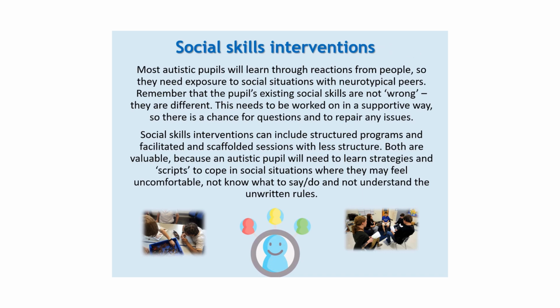Social skills interventions. Most autistic pupils will learn through reactions from people, so they need exposure to social situations with neurotypical peers. Remember that the pupil's existing social skills are not wrong, they are different. This needs to be worked on in a supportive way, so there is a chance for questions and to repair any issues. Social skills interventions can include structured programs and facilitated and scaffolded sessions with less structure. Both are valuable because an autistic pupil will need to learn strategies and scripts to cope in social situations where they may feel uncomfortable, not know what to say or do, and not understand the unwritten rules.